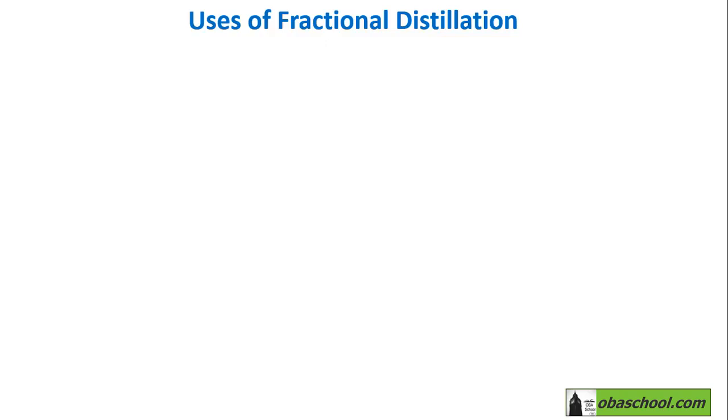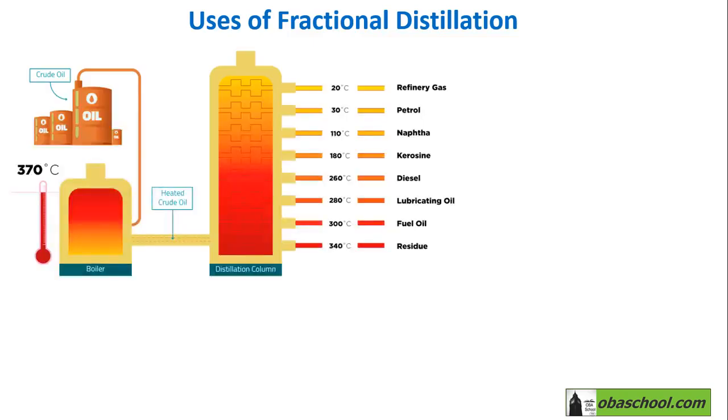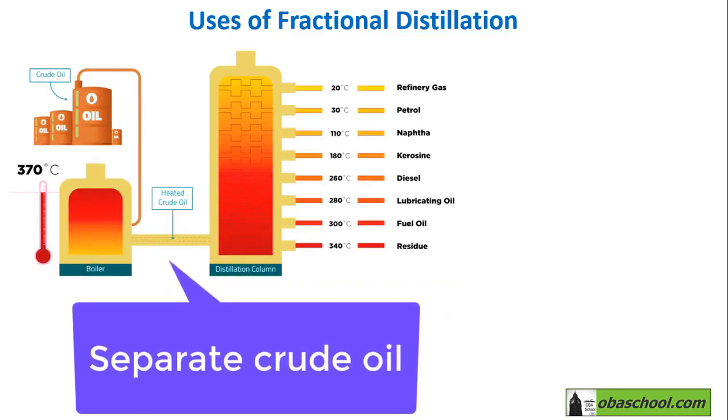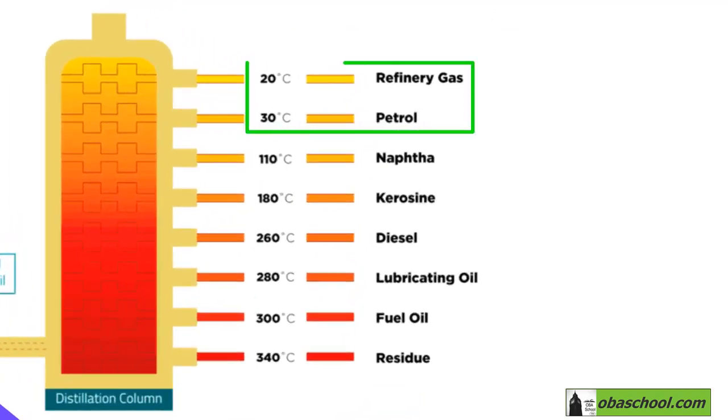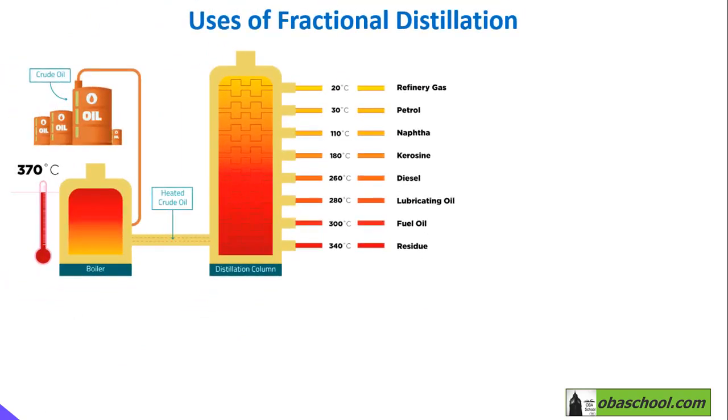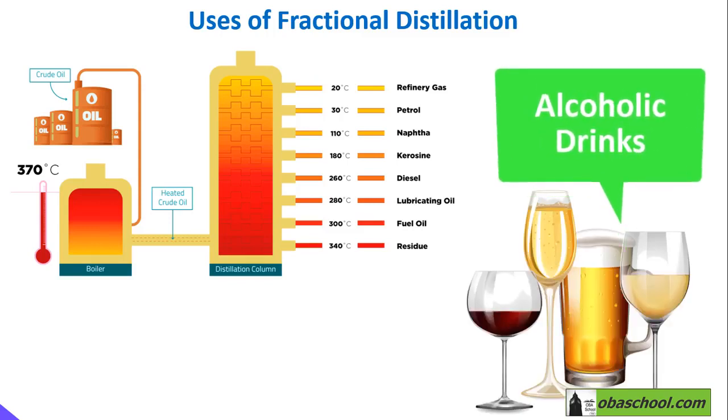Uses of fractional distillation. Fractional distillation is used in many things. First of all, we use it to separate something that is very important in our life, which is crude oil. We separate crude oil using the fractional distillation technique to get most of the things that we use in our daily life: the refinery gas, the petrol, the diesels, the fuel oil, and so many things we use in our daily life. And of course, fractional distillation is famous in the making of alcoholic drinks. Such drinks are made through the technique of fractional distillation.